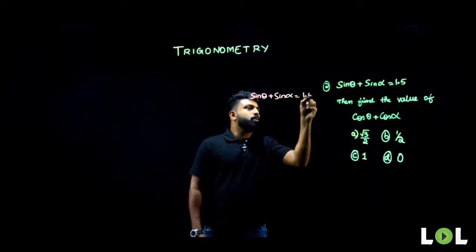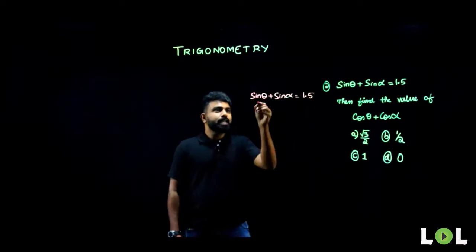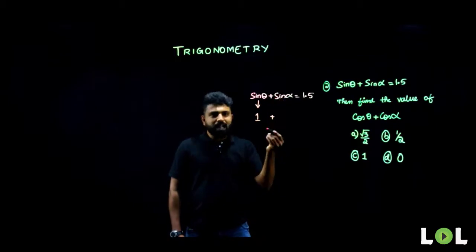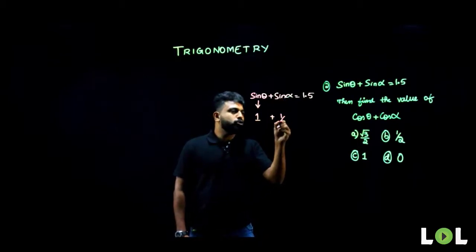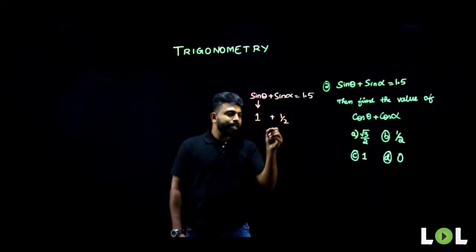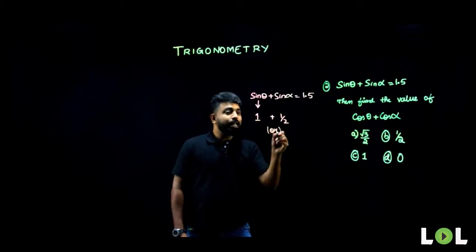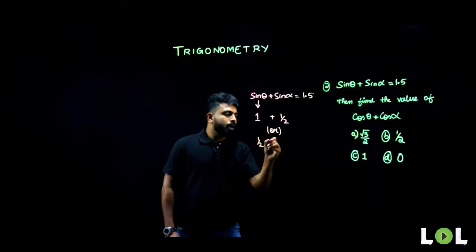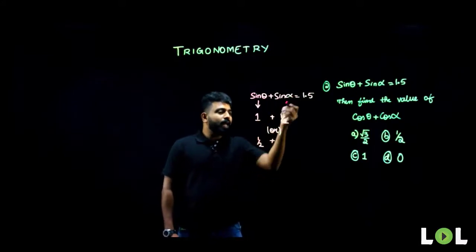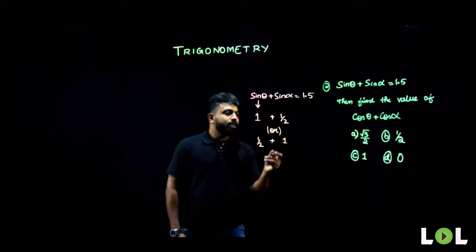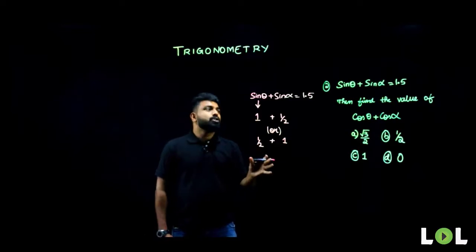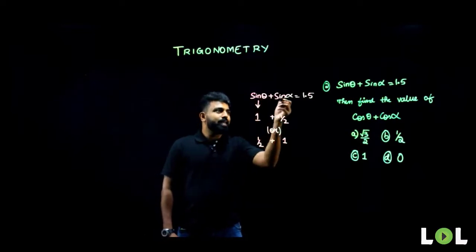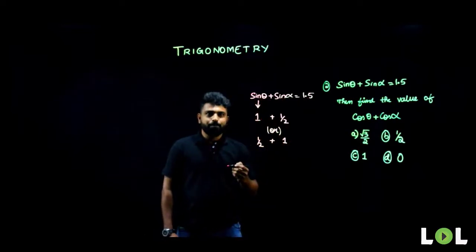if this has to be 1.5, what does it mean? Either sin theta must be 1 and sin alpha must be 0.5, or I can also write it as half. This can happen, or what else can happen? Sin theta can be 1 by 2 and sin alpha can be 1. These two conditions can happen, so that the value of sin theta plus sin alpha will be 1.5.